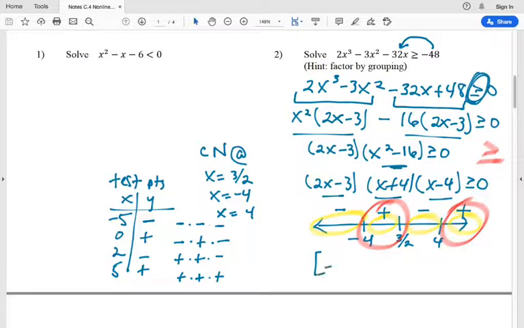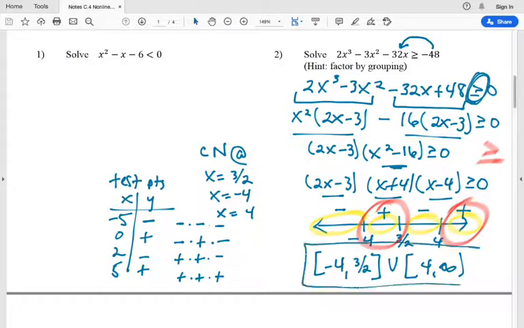So we've got -4 to 3/2, both of those with brackets because of the equal to symbol. And then union because we have a break, and then we go from 4 to infinity. And infinity will get a parentheses. And that's your answer. All right, let's go to the next page.